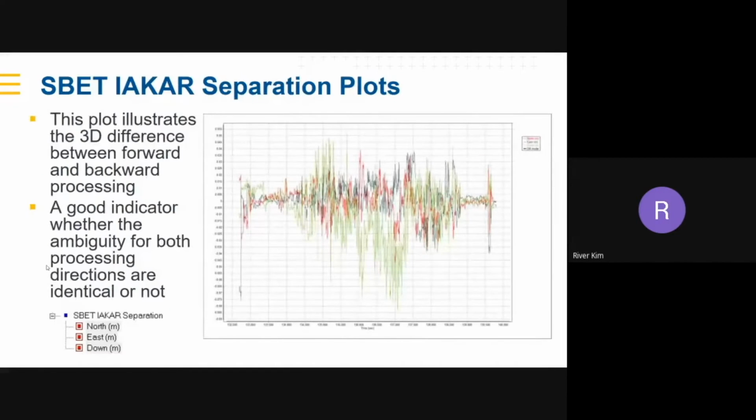So another plot that I find is very useful to review is the SBET ICAR separation plot. And this plot illustrates the 3D difference between the forward and backward processing. And it's a very good indicator of whether the ambiguity for both processing directions are identical or not. So what we want to see are differences that are very, very low values here. And here you'll see, actually it's probably hard to see, but it's floating around 3 centimeters, plus minus 3 centimeters.